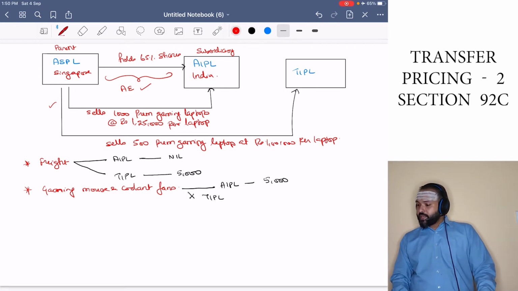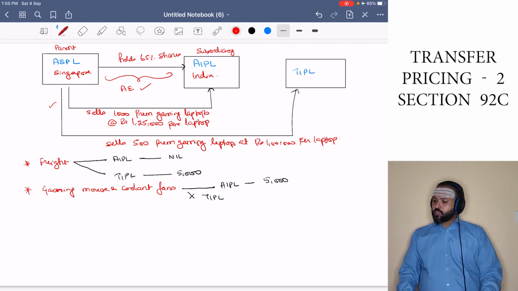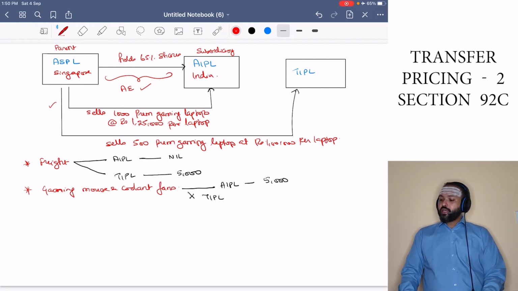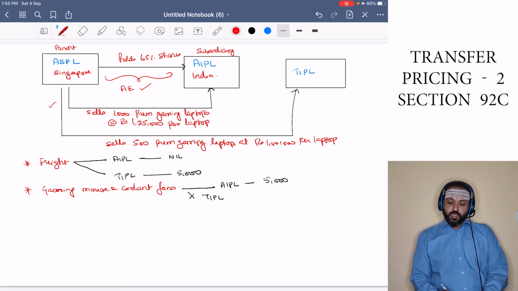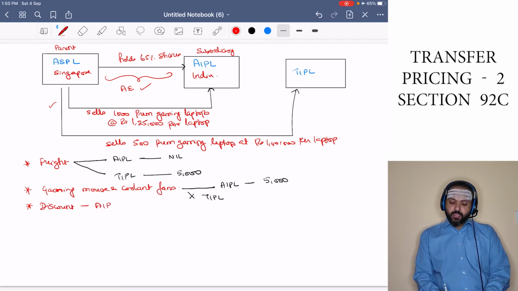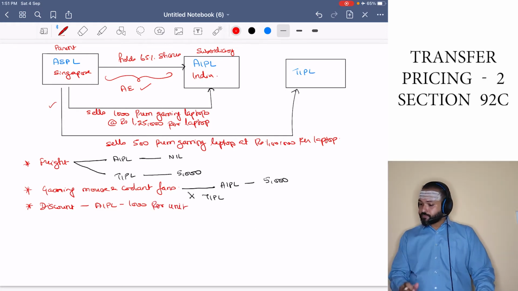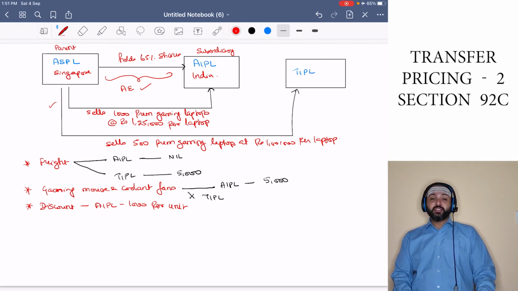Now, is there anything else? Come back to the question. Discount offered to AIPL is rupees 1000 per unit. Okay. So what are they telling? Discount. Only AIPL gets a discount, that too 1000 per unit. Fine. Then both discounts and additional parts are not offered to TIPL. So TIPL is not getting the discount, TIPL is not getting the additional parts also.